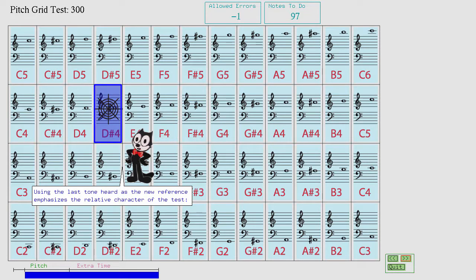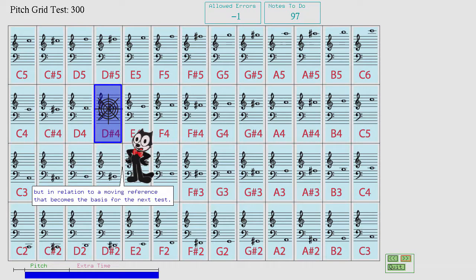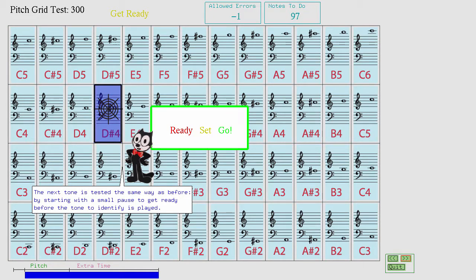Using the last tone heard as the new reference emphasizes the relative character of the test. Your pitch is tested not in relation to a fixed reference tone, for example, A4, but in relation to a moving reference that becomes the basis for the next test. That is, you have to change your starting position each time. In this way, the anchor point for the next relative distance decision is always the last heard tone, the replay of the correct answer. The next tone is tested the same way as before, by starting with a small pause to get ready, before the tone to identify is played.